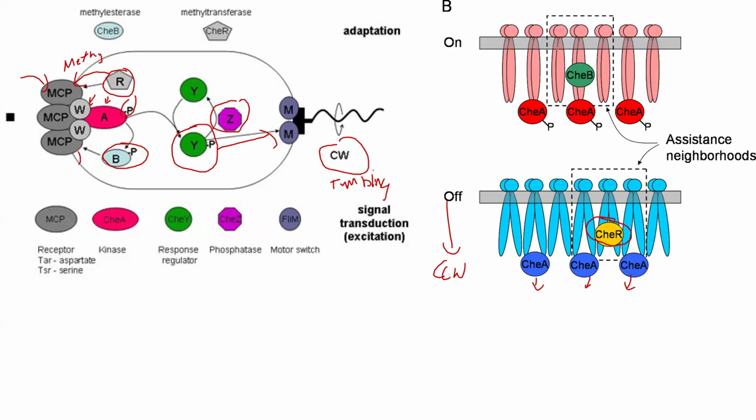Whereas when CheB removes the methyl group, these receptors are now not as receptive to their inducers, and therefore they allow for CheA autophosphorylation and predominate the clockwise motility.